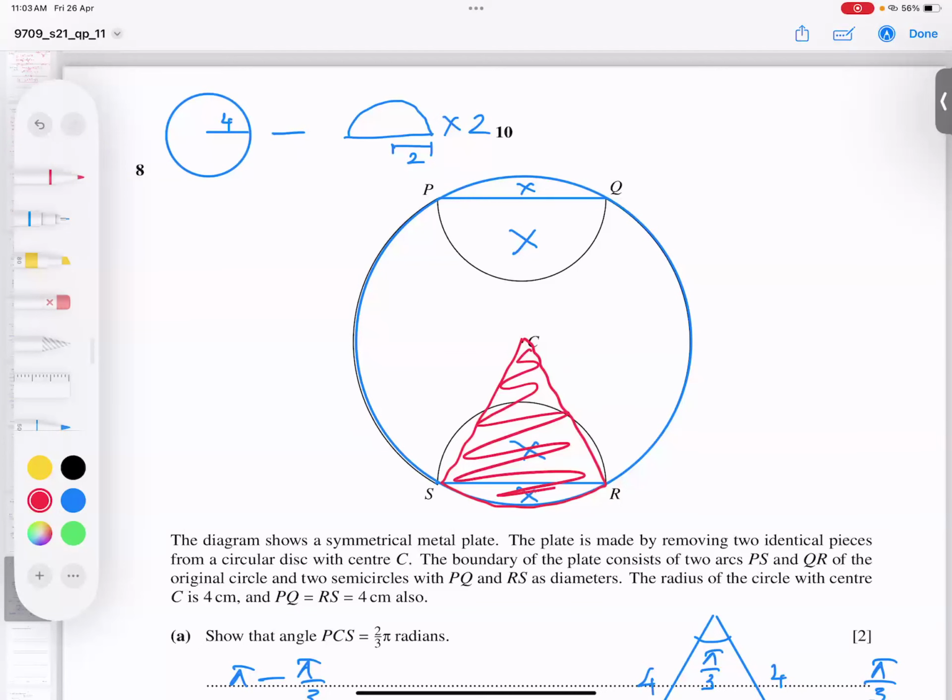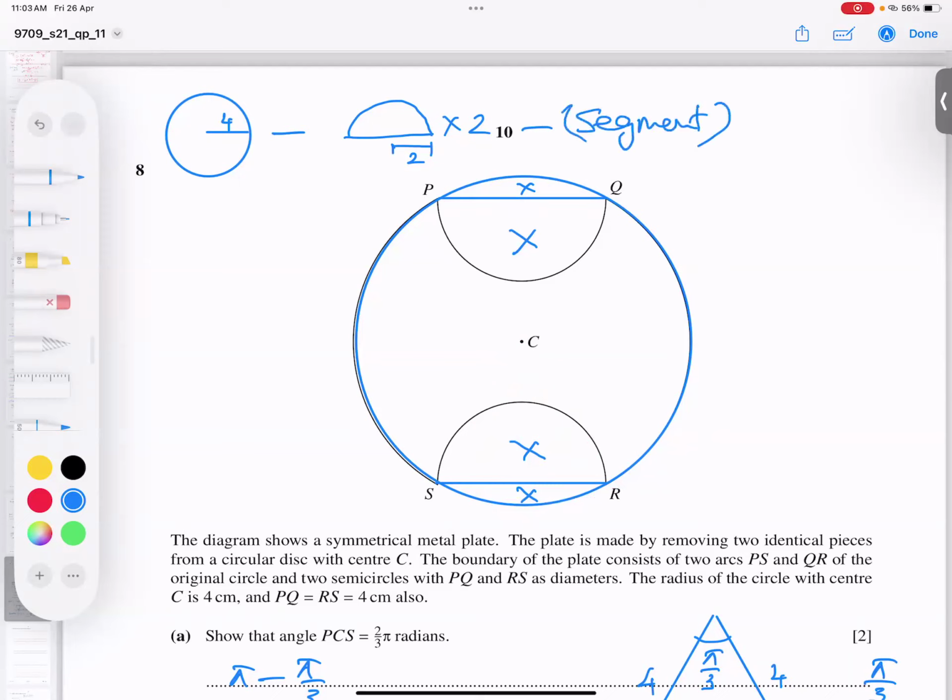This full is called sector. And the white part is called triangle. And this is called segment. So it means I have to subtract two segment areas, this segment area and this segment area. So segment area times 2. So planning is very clear, students. From the big circle, I have to subtract 2 semicircles and then 2 segment areas. So this planning is clear.